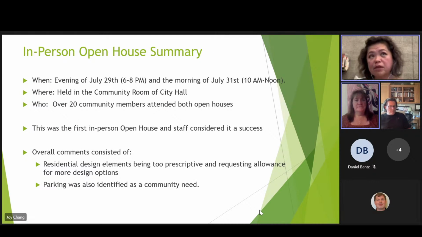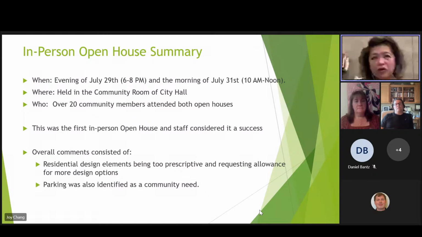So we actually held an in-person open house, which is pretty awesome. It happened on a Thursday evening and a Saturday morning in the community room. We had about 10 to 11 members come on each of those days, so over 20 total, which I thought was a successful event just because it was the first in-person open house.